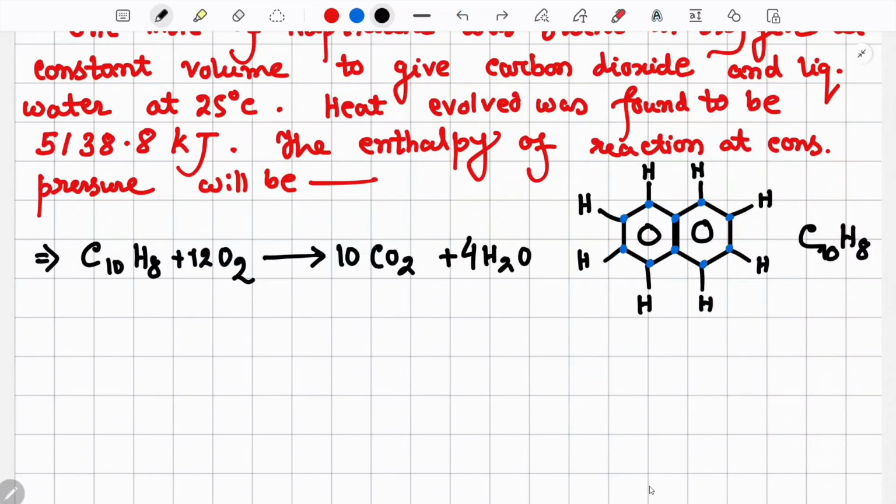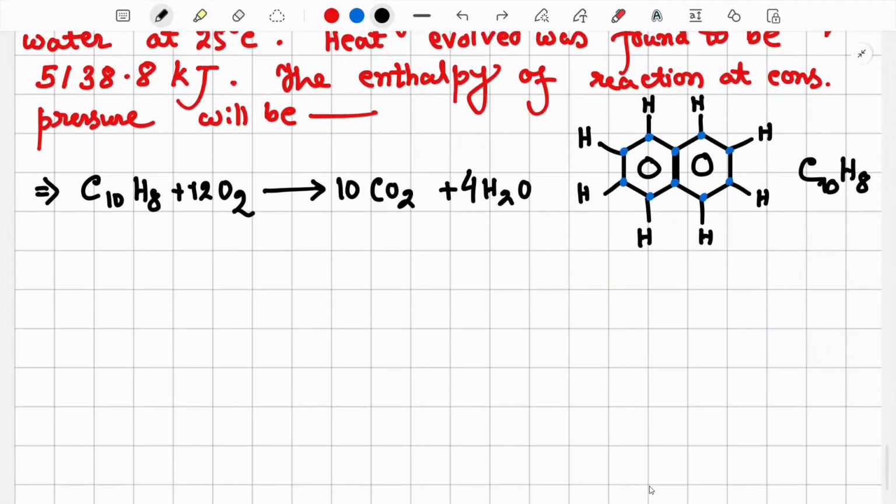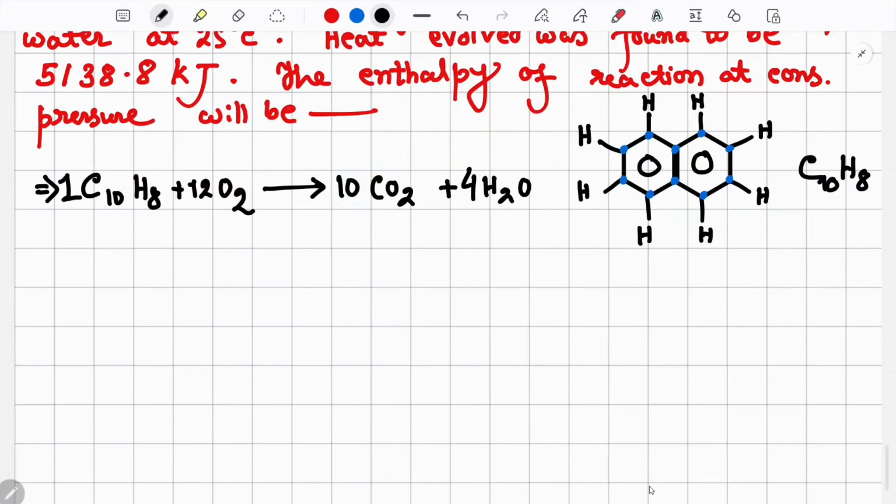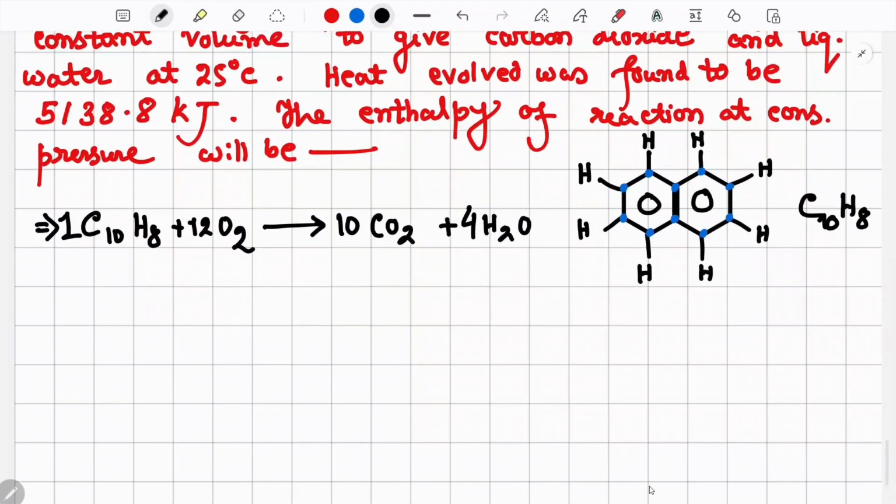This reaction you can do at home as well, just burn it. But what is the important point here? You have to keep naphthalene as one mole. While balancing, you can't change it. It should be one. And for this reaction, the heat of combustion is this, minus 5.1388 kilojoule.